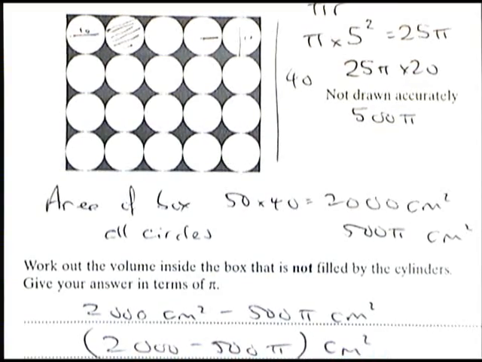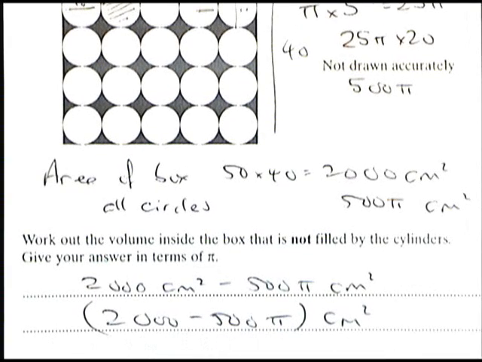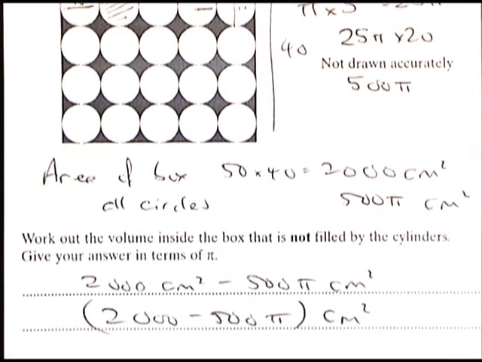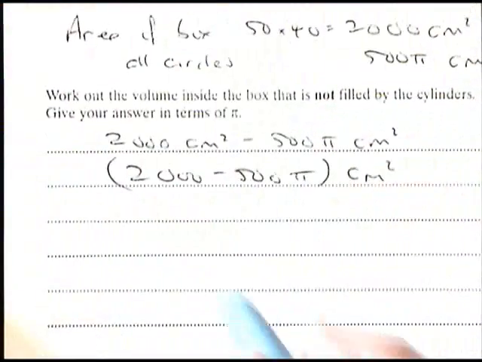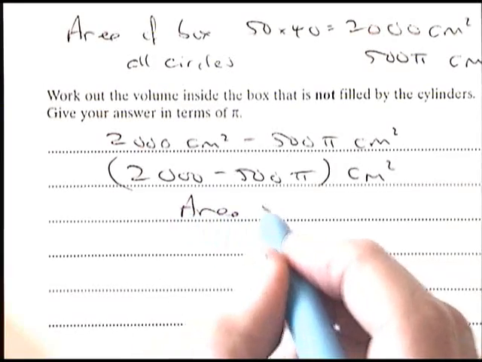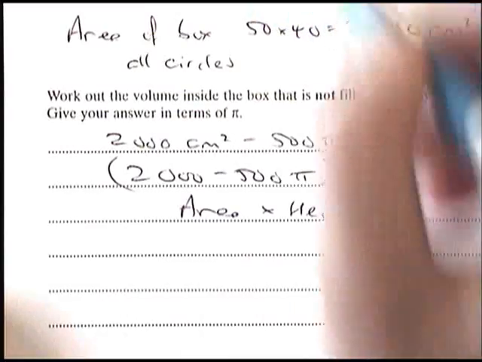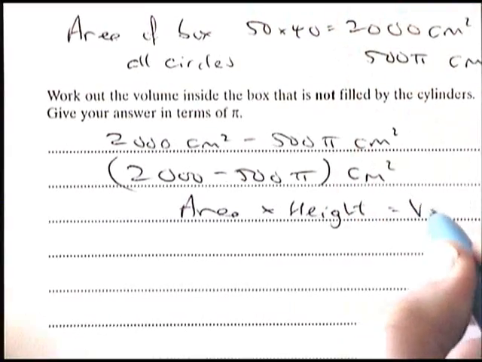centimeters squared. Now the volume of that box, it's just the volume of anything, it's just the area times by the height. And I said earlier on, it said in the question, the box has got a height of 10 centimeters. So if I multiply that area by the height, that will give me the volume of all this black stuff, which is just the empty space.